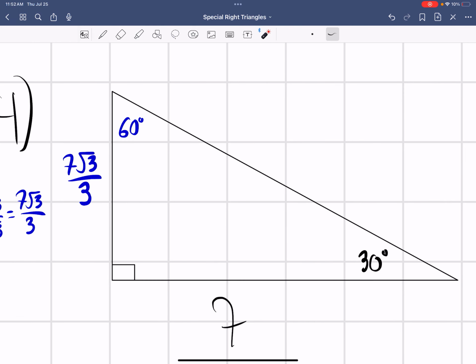Now, in order to go from the short leg to the hypotenuse, just as before, we simply double. So 7 root 3 over 3 times 2 is 14 root 3 over 3. When we double a fraction, we just double the numerator. So we get 14 root 3 over 3, and that's it.